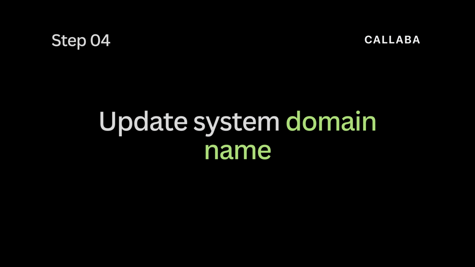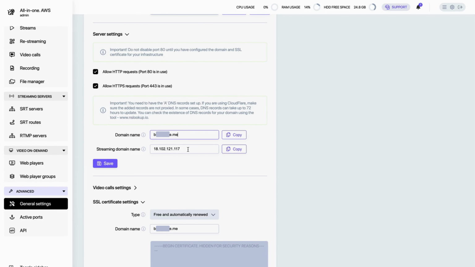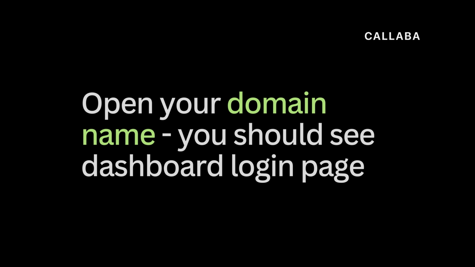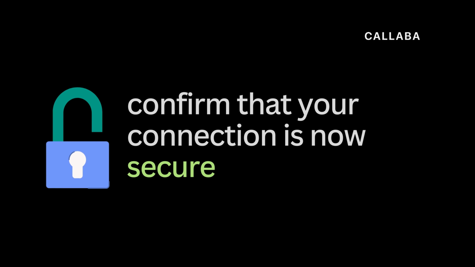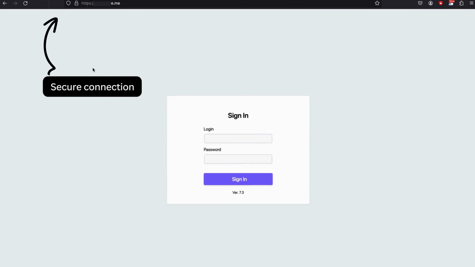Okay, it's time to update the domain name within Callaba once again. In General Settings, update domain name and streaming domain name. Now you can open your domain name in your browser, and you should see the Callaba dashboard login page. Check your browser and confirm that your connection is now secure, just like you see me doing here.